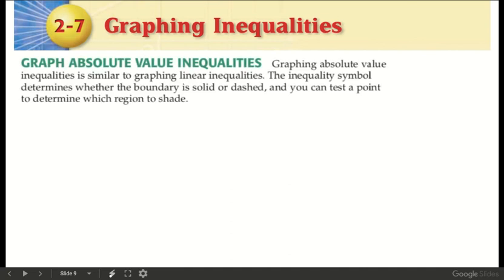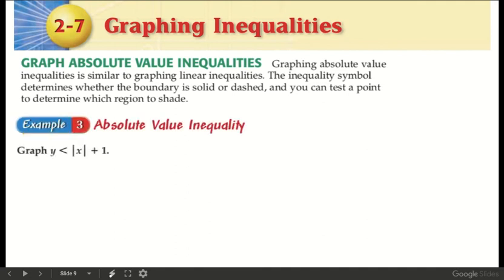So let's go ahead and talk about graphing absolute value inequalities. We talked about linear inequalities. Now we're going to talk about absolute value inequalities. Graphing absolute value inequalities is going to be very similar to what we've just done with linear inequalities, right? First thing we're going to do is graph our boundary, and then we're going to test one of the areas and then shade. So let's look at it.